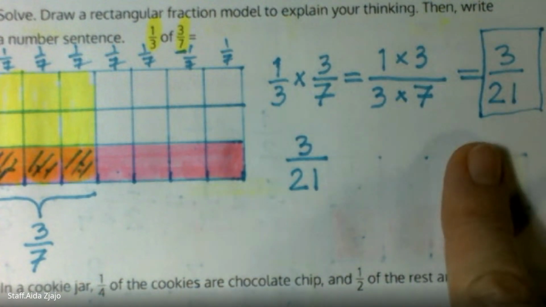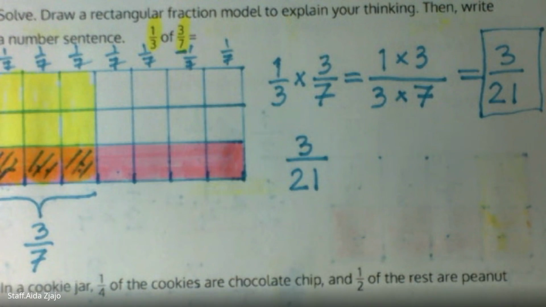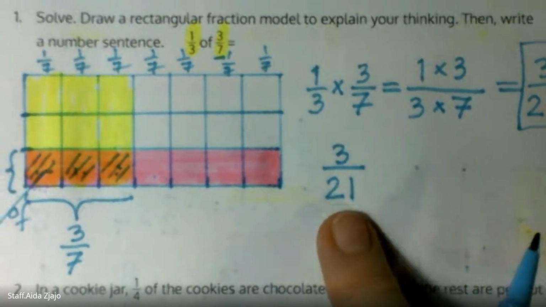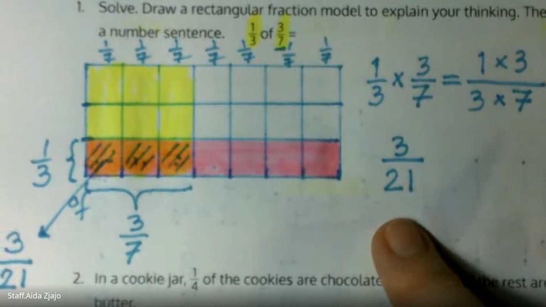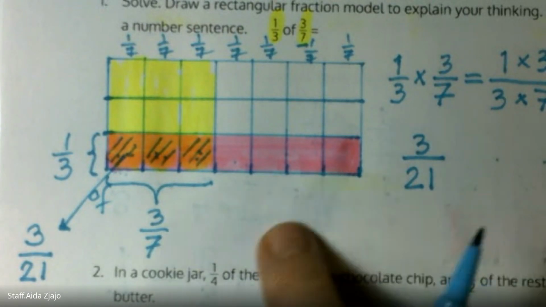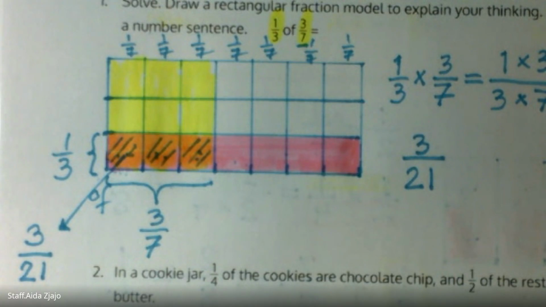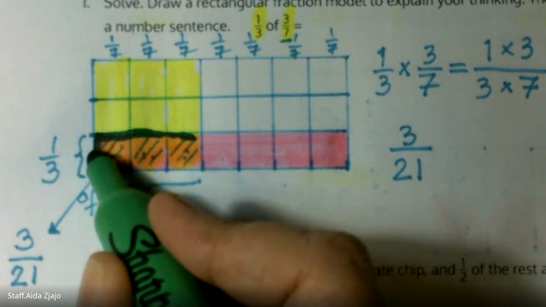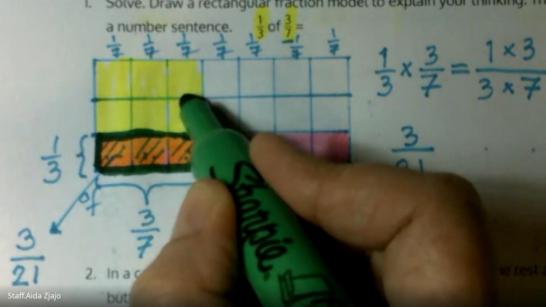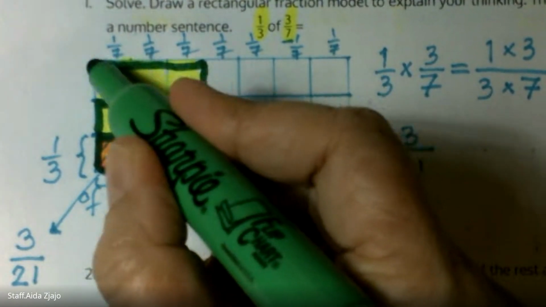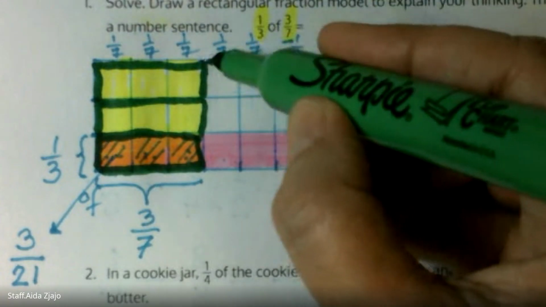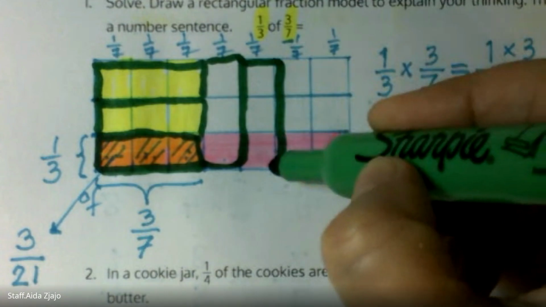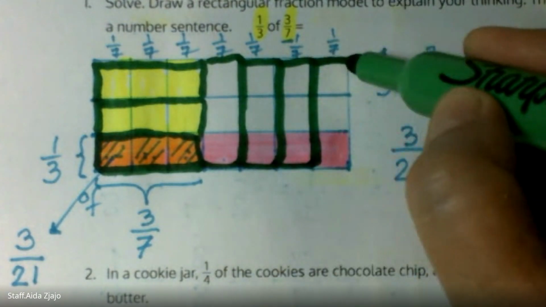But then they say, pick another answer that is in simplest form. So we can simplify this 3/21. How can we do that? If we think that we glue 3 pieces together, for example, if I have a green color and I say, okay, now I'm going to glue these 3 together, there will be one part, and then these 3, and then these 3, and these 3, and these 3, and these 3, and these 3.